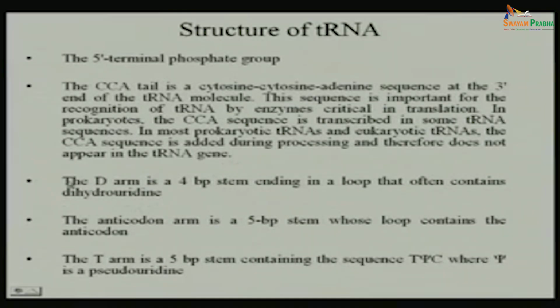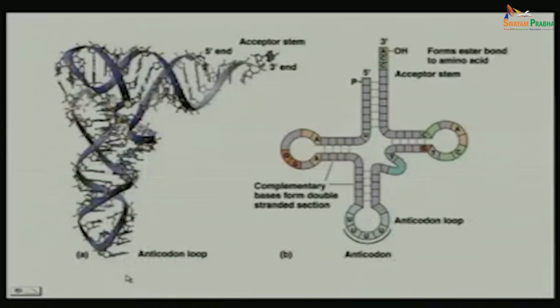This tRNA has a D arm, that is a 4 base pair stem ending in a loop that often contains dihydrouridine. It also has an anticodon arm, that is a 5 base pair stem whose loop contains the anticodon, and it also has a T arm, that is a 5 base pair stem containing the sequence T psi C, where psi is the pseudouridine.